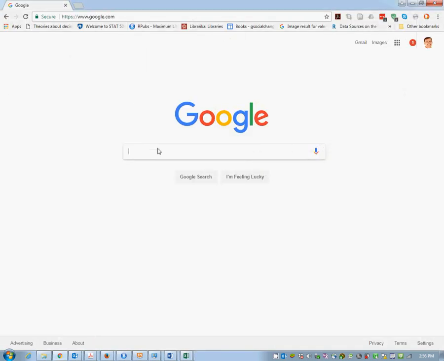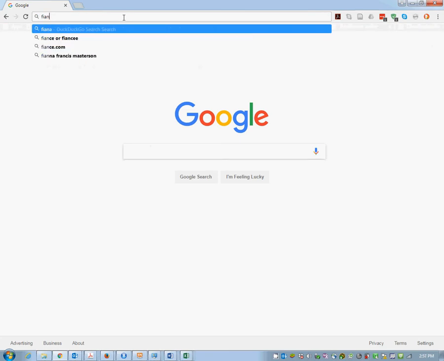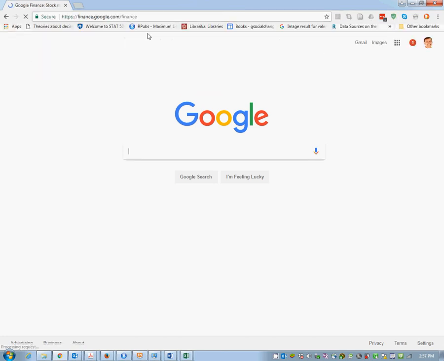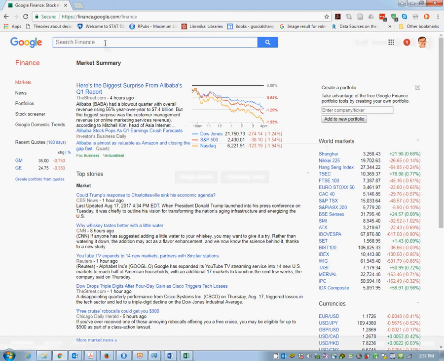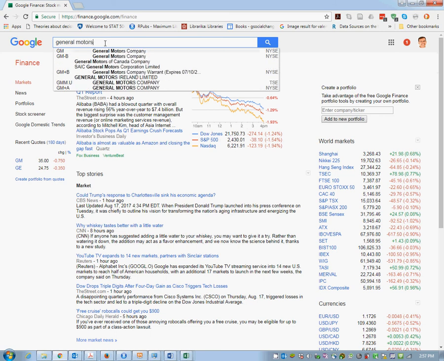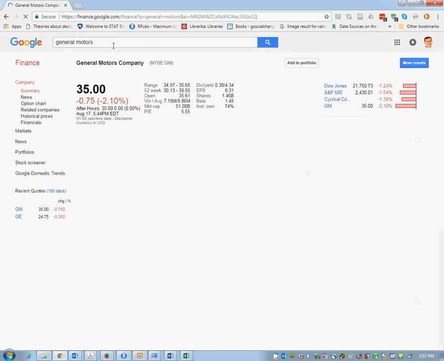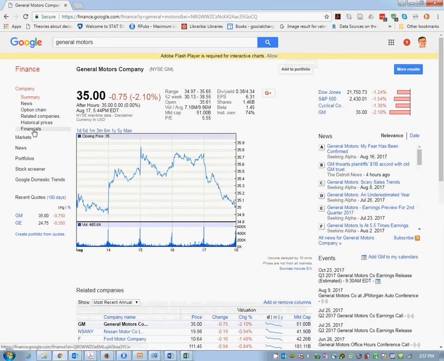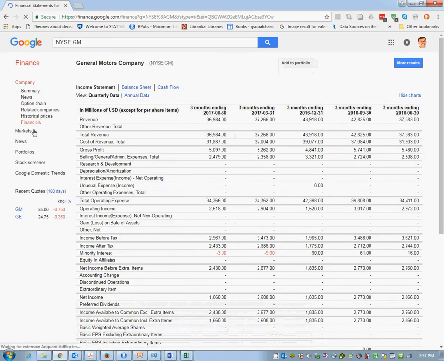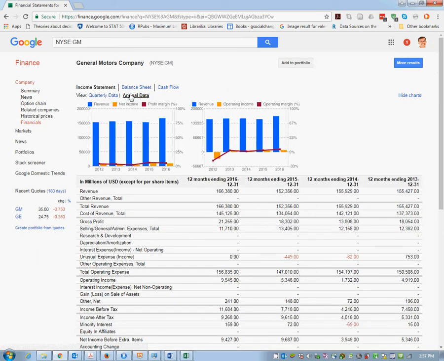Right, so the real company, we would need to go to Google Finance, which is finance.google.com, and there we are. I'll select, let's say, General Motors. I mean, this can be done with any company. And I need the financial data, so I select financials. I need annual data, right?